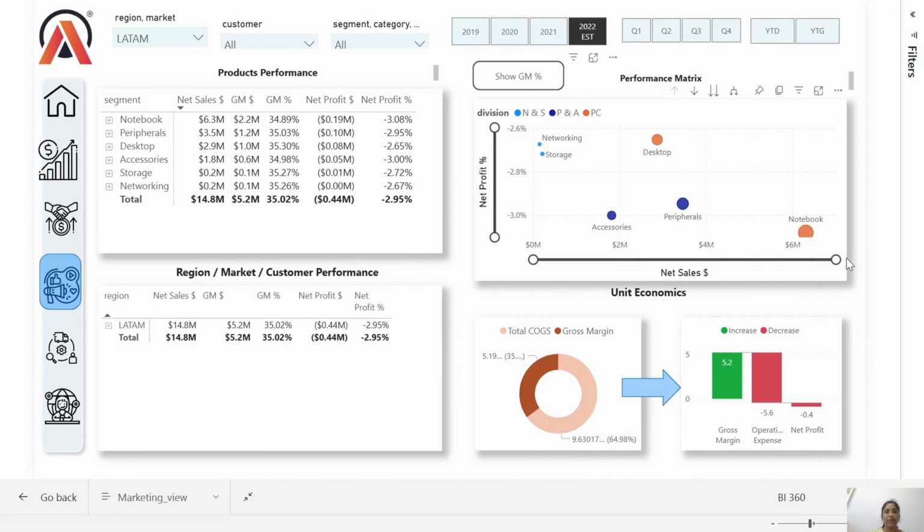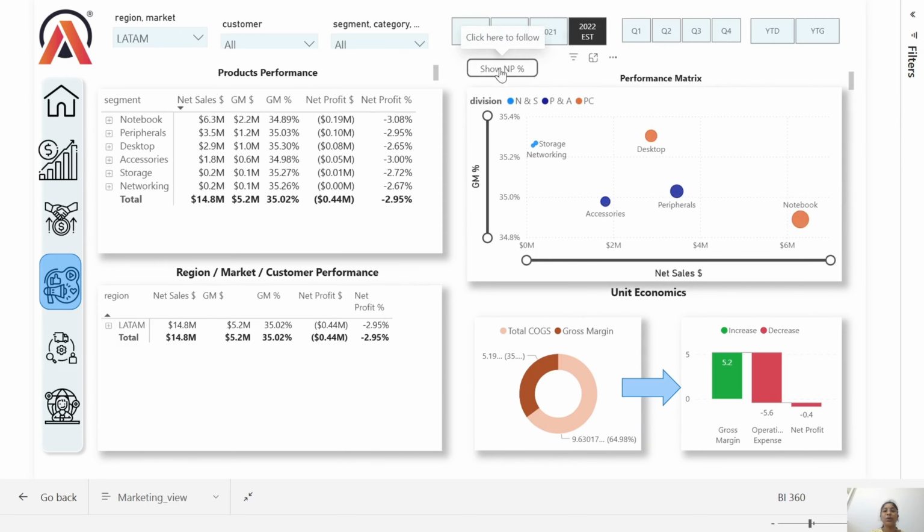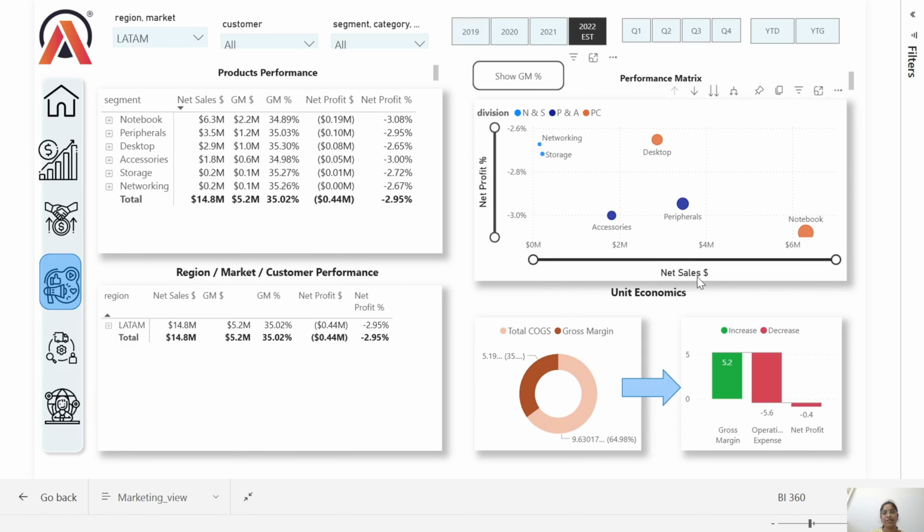Let's move into the marketing view and its insight analysis. This view helps the marketing team understand how their campaigns are working and where they can improve the performance. This dashboard includes product performance, performance matrix, region, market, customer performance, and unit economics. Here I have included a bookmark to switch between show GM percentage and show NP percentage based on the net sales. Here also I'm going to analyze the Latin region based on all markets in 2020 EST.